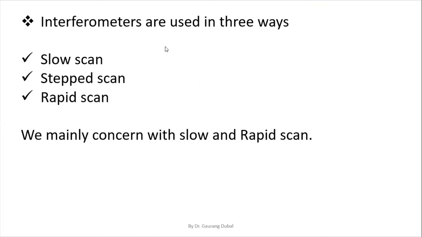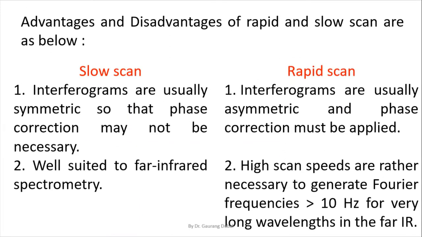Now, interferometers are used in three ways. First, slow scanning technique. Second, stepped scanning technique. Third, rapid scanning technique. But here we are going to discuss mainly the points of difference between the slow scan technique and the rapid scan technique. We are going to see the points of both now. Advantages and disadvantages of rapid and slow scan are below.